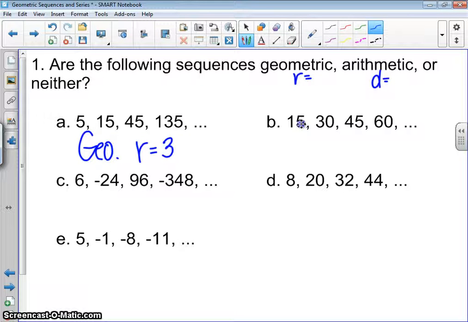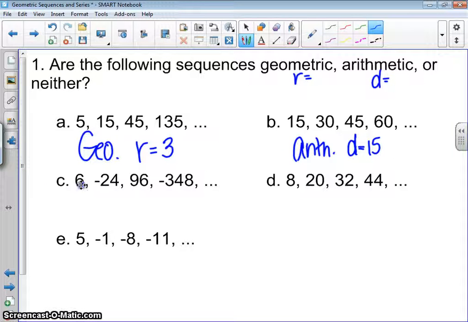So B, I'm going to look and see what my pattern is. It looks like I'm adding 15. 15 plus 15 would be 30. 30 plus 15 is 45. 45 plus 15 is 60. So this is arithmetic, and the d value is 15 because I'm adding 15 to each term.